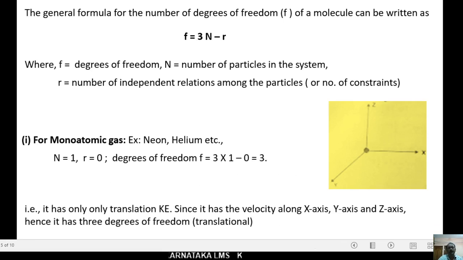That means it has only translational kinetic energy. Since it has the velocity along x-axis, y-axis and z-axis, hence it has 3 degrees of freedom. Here this monatomic gas travels along x-axis and also along z-axis, also along y-axis, 3 translatory motions. Hence degrees of freedom will be 3.